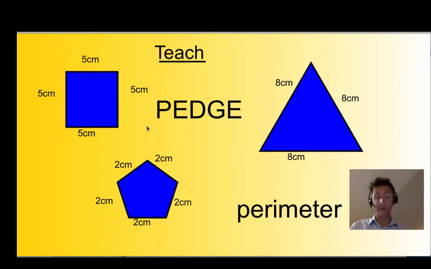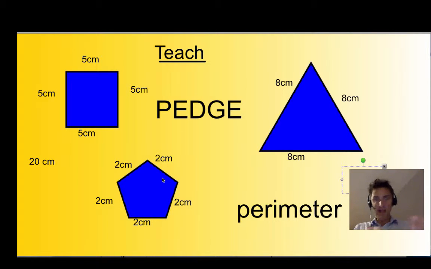So I'm going to measure the square for us. 5 centimeters plus 5 centimeters plus 5 centimeters plus another 5 centimeters equals, add them all together, 20 centimeters. So the perimeter is 20 centimeters. Let's measure the triangle over here, right? The perimeter, the edges of the triangle, and add it together. So 8 centimeters plus 8 centimeters plus 8 centimeters equals 24 centimeters. Okay, so the perimeter of the triangle is 24 centimeters.